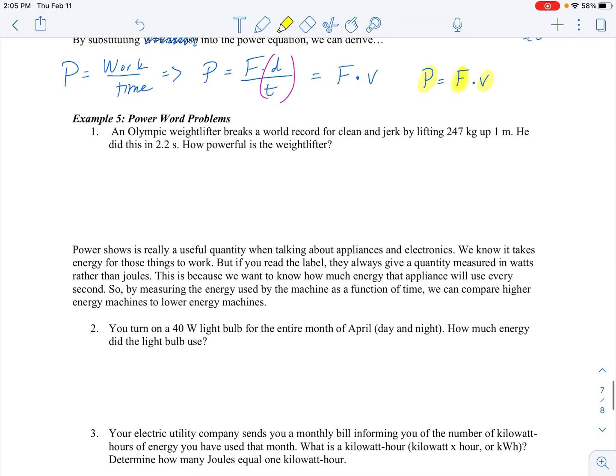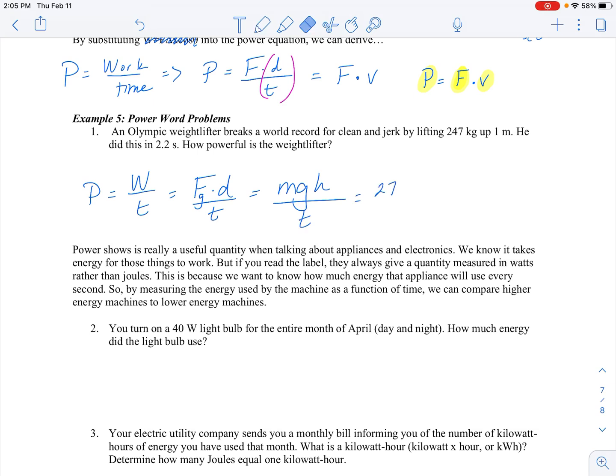Here's an example. An Olympic weightlifter breaks a world record for the clean and jerk by lifting 247 kilograms up 1 meter. He did this in 2.2 seconds. How powerful is the weightlifter? Okay, so power is going to be work over time, or force times distance over time. And in this case, the force is the force of gravity, so that's mg, and the distance is h. Now notice that's gravitational potential energy. That's where that work goes. It turns into gravitational potential energy of the object.